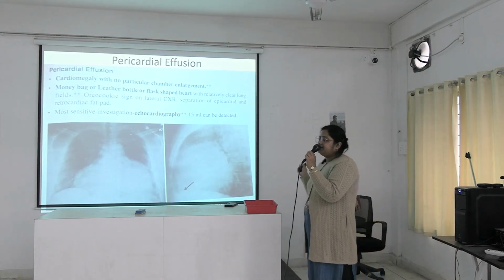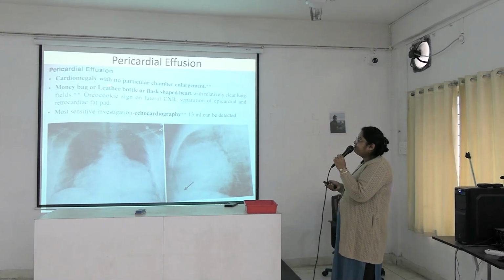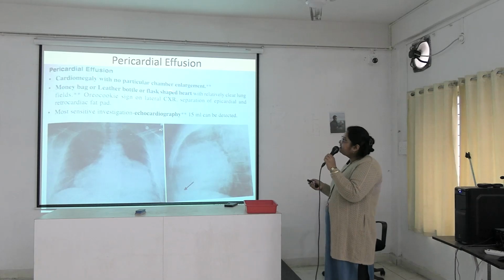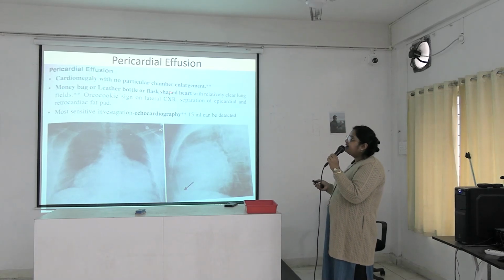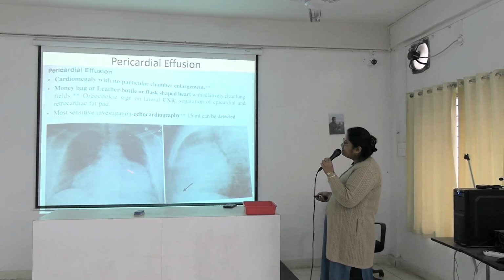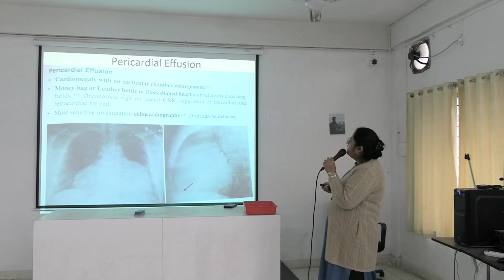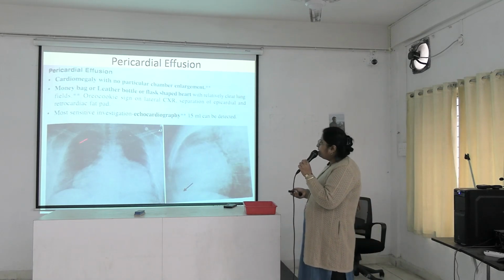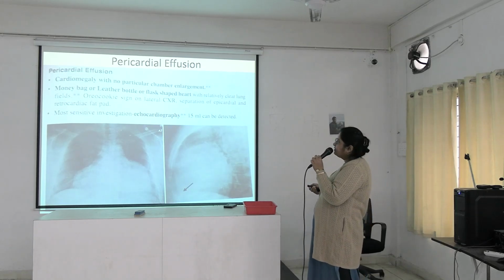What will be the change in pericardial effusion? In pericardial effusion, there will be cardiomegaly with no particular chamber enlargement. There will be a money bag, leather bottle or flask shaped heart. This will be the heart shadow. The heart shadow is increased and the cardiothoracic ratio has changed, with relatively clear lung fields. Lung fields are more clear, and bronchovascular markings are sometimes absent.